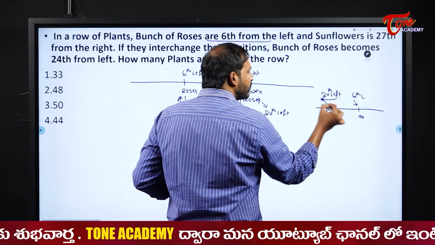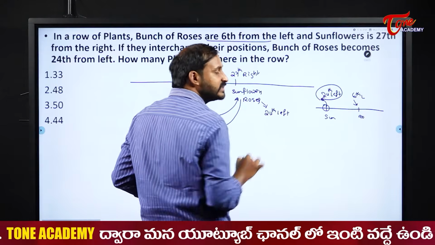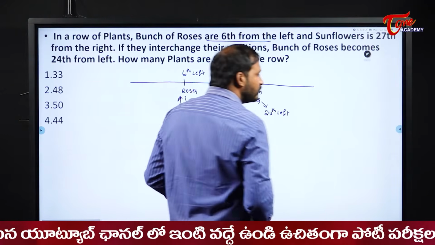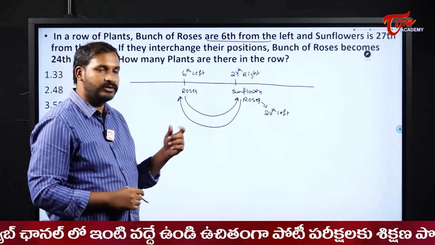Will it become 24th from left? This is 6th from left. How come this will become 24th from left? That is the reason this case is not a valid one. Okay, this case is not a valid one. No need to think too much.